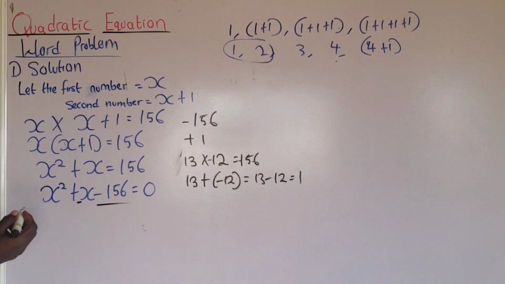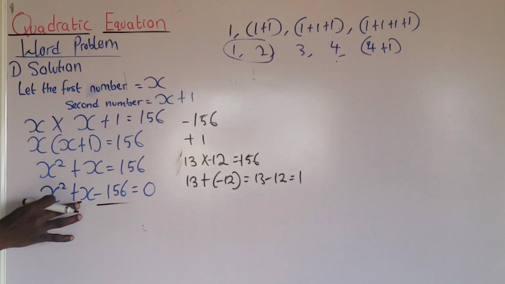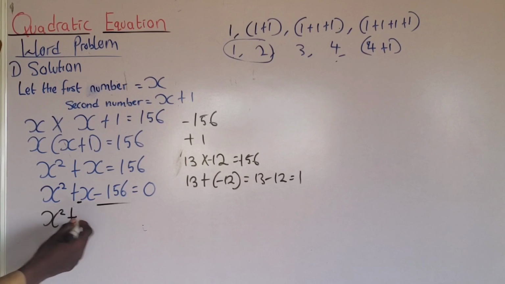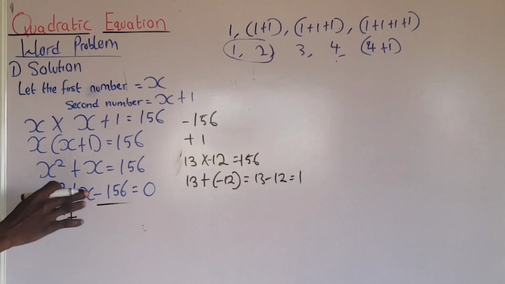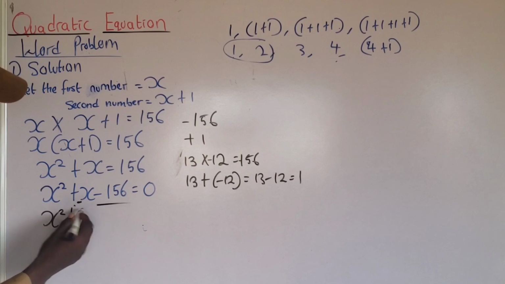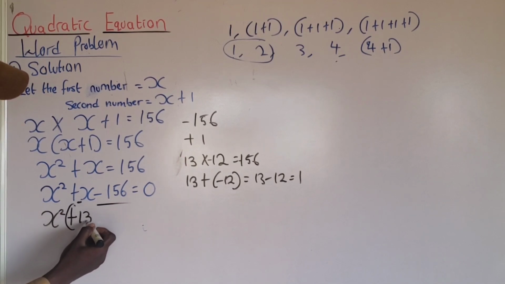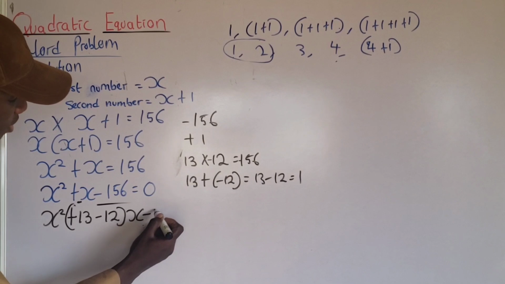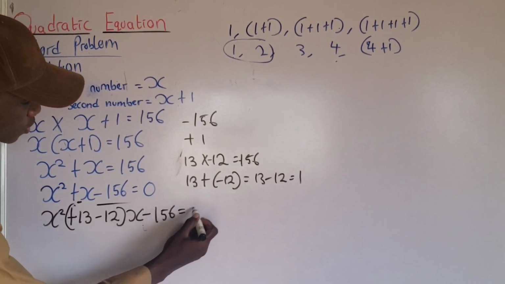So here I'm going to replace the second term, which is the coefficient of x. I'm going to replace it by these two numbers. You understand? So here I'm going to have x squared plus, instead of plus 1, I'm going to replace it as 13 minus 12. So I'm going to have plus 13 minus 12 x minus 156 equals 0.